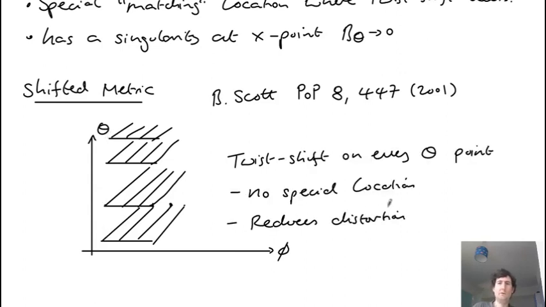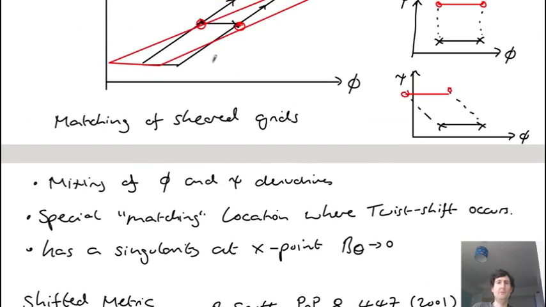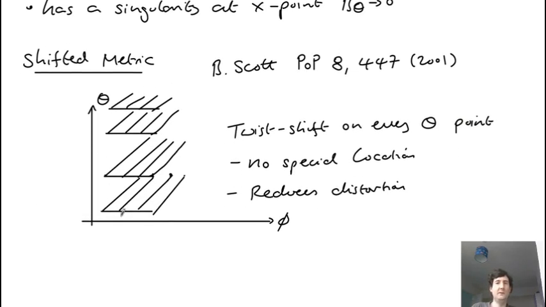So this reduces the distortion of the grids. You no longer have such large shear, and it means there's no longer a special location, a special poloidal location where the twist shift occurs. And this generally reduces many of the numerical issues associated with this kind of shearing problem. It still has the same singularity problem as the simple flux tube method, but it is a definite improvement for many non-linear problems in particular.